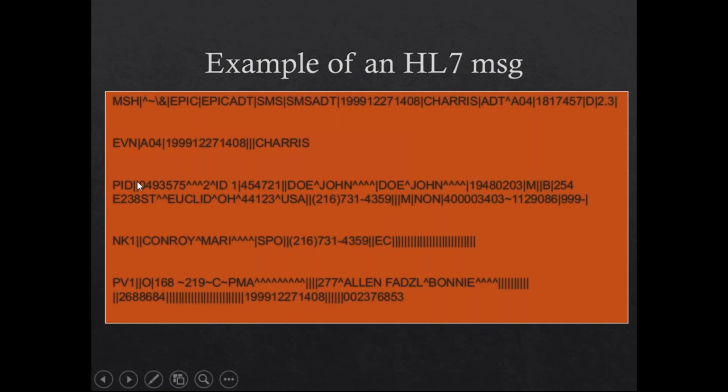Now we see that after PID, this is how we read the HL7 message. We say PID 1, PID 2, PID 3, PID 4, 5, 6 and so on. Anything that is between two pipes is called a field, and each field is given a numbering system, PID 1, PID 2, PID 3, and so on. So we read it that way.